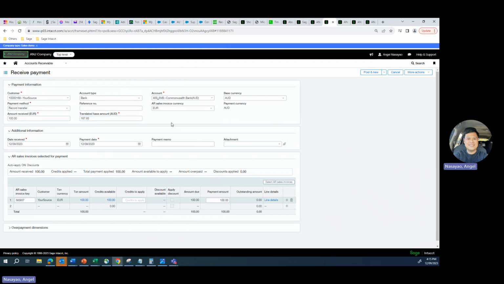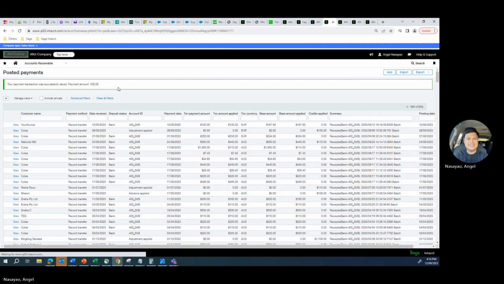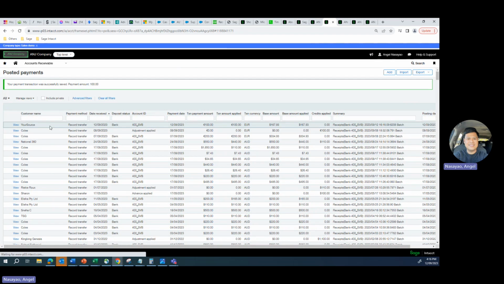167.93. All right, so this is actually being received in the bank account for AUD. But let's just check later what actually happens here, if we see anything at all upon processing of this one. So payment amount 100 EUR, translated base amount, which is the invoice amount, 167.93, and post it. All right, so the posted payment is here.